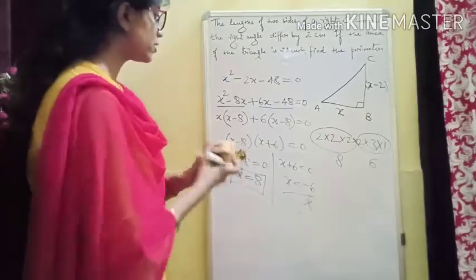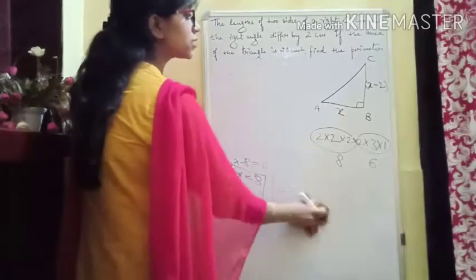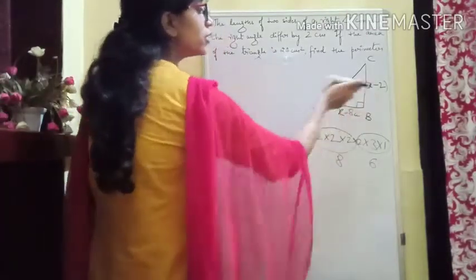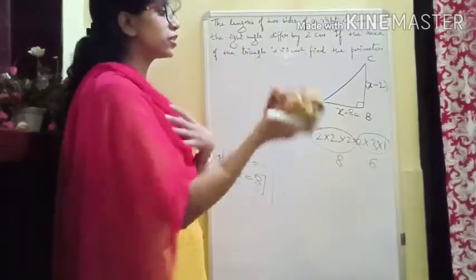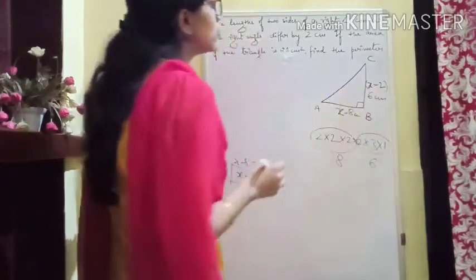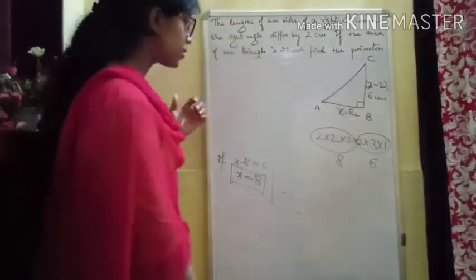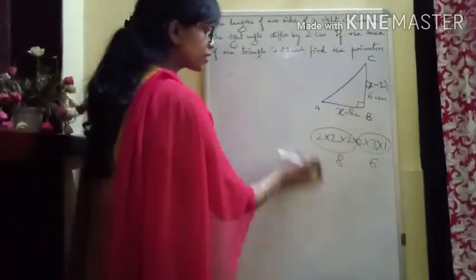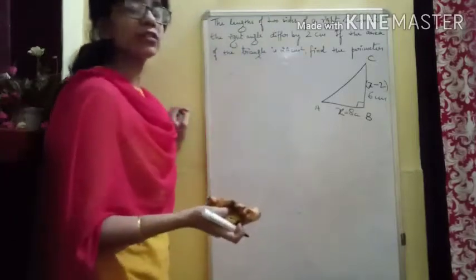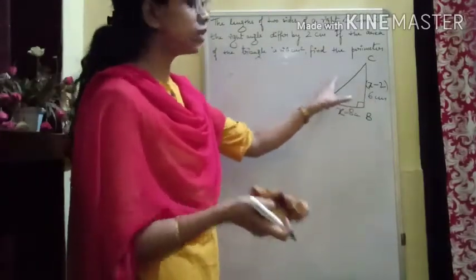Now since we have taken the value of x as 8, what will be the other side? If one side we are getting as 8 centimeter, the other side will be 6 because the difference is 2. So this side will be 6 centimeter. What do we have to calculate? Perimeter. Now we know two sides, one side is 8, the other side is 6. So can we calculate perimeter? Not now, because to calculate perimeter we should know all three sides.